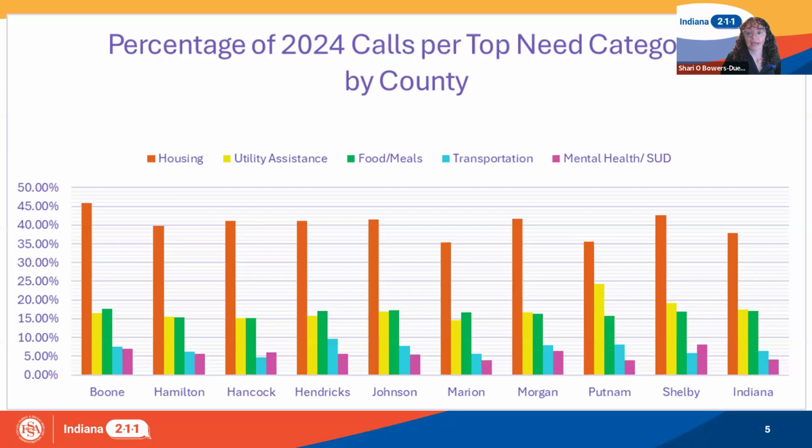The counties that had a higher percentage of transportation calls than the whole state include Boone, Hendricks, Johnson, Morgan, and Putnam counties. And then the only counties that did not have a higher percentage of mental health and SUD calls than the state as a whole were Marion and Putnam counties.